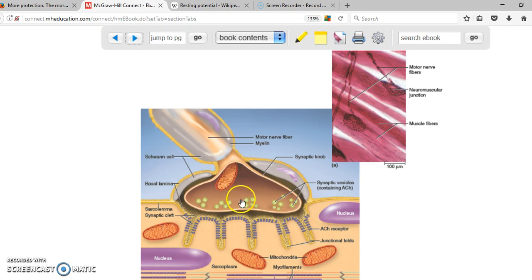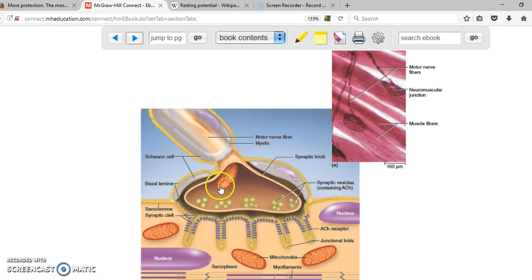Okay, so we have in here a graphical representation of that, where here you have the nerve, and down here you have the muscle. This black area right here, you see, that's the space between the nerve and the muscle, and this black area is called the synaptic cleft. That's the space between the nerve and the muscle.